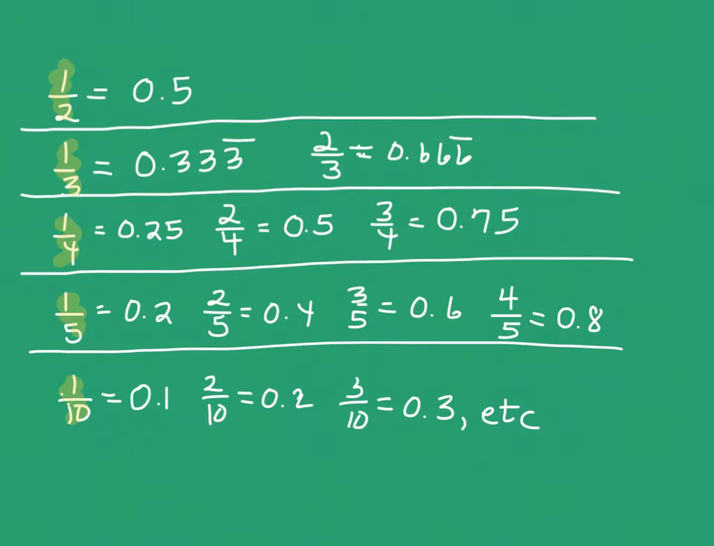They're pretty easy. Half is 0.5, a third is 0.3 repeating, a fourth, a quarter, is 0.25, a fifth is 0.2, and a tenth is 0.1. And then know the extensions from there.